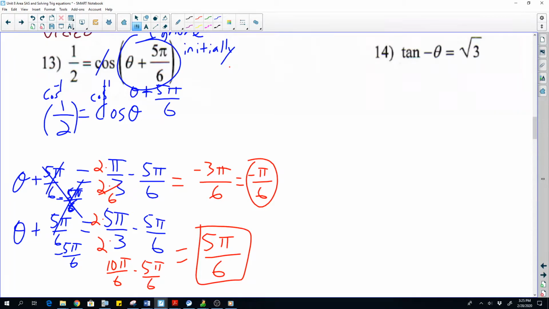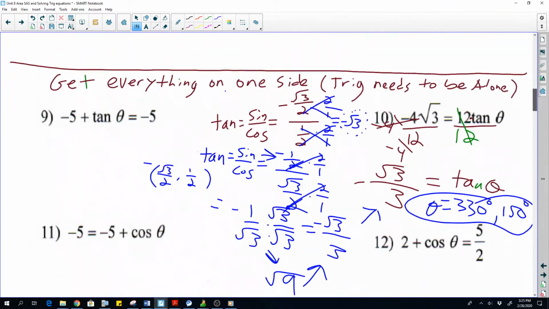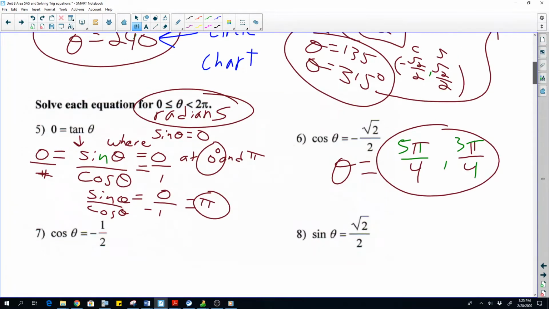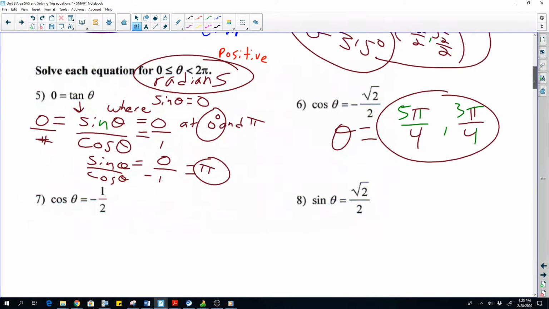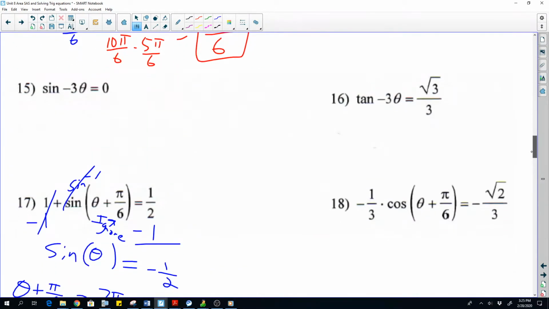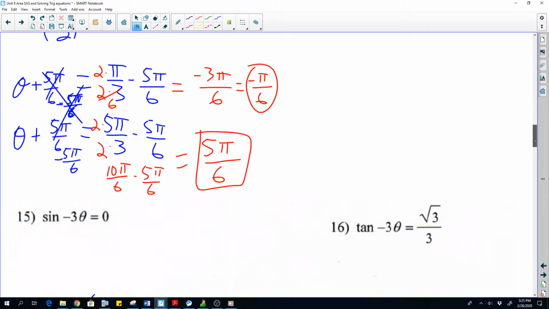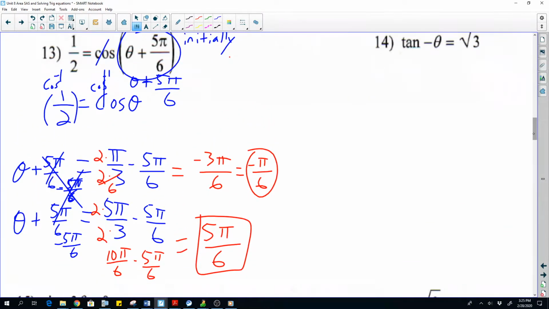Now, this is fine. I'll accept that as your two answers. However, the instructions do say to have everything between 0 and 2 pi. And so that means they all have to be positive. So theoretically our negative pi over 6 for number 13, really you need to go around the full circle once, right? This is just for 1060 now. You don't have to do this. But if you want to, you're supposed to go all the way around.